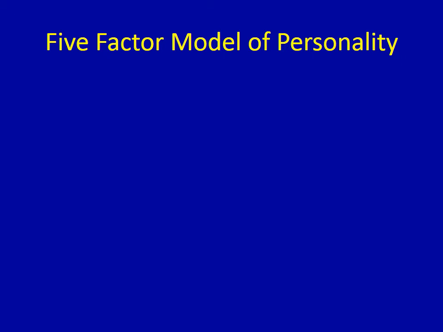So the 5 factors that comprise personality according to the 5-factor model sometimes also get called the Big 5, and we can remember these by using the acronym OCEAN, O-C-E-A-N. And these stand for openness to experience, conscientiousness, extroversion, agreeableness, and negative emotionality, also sometimes referred to as neuroticism.